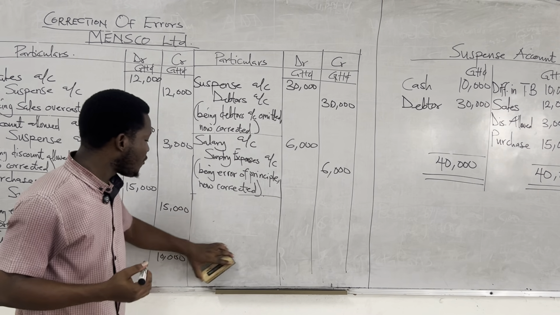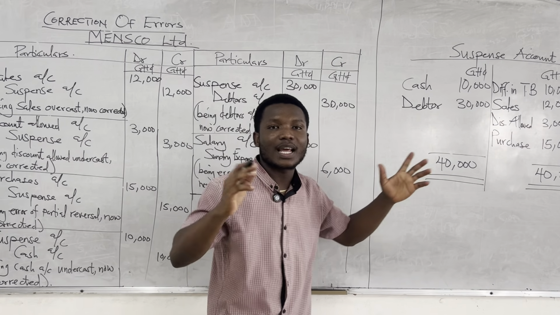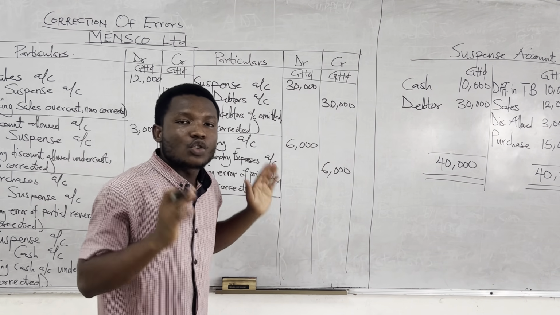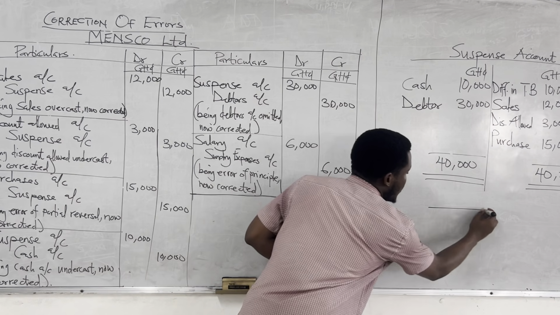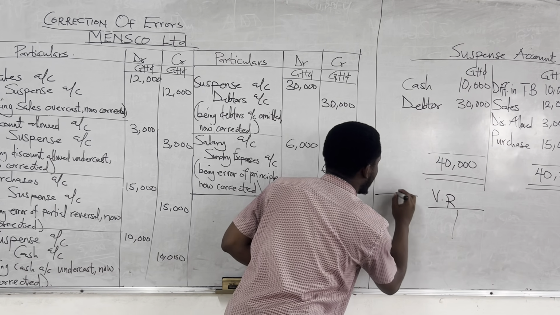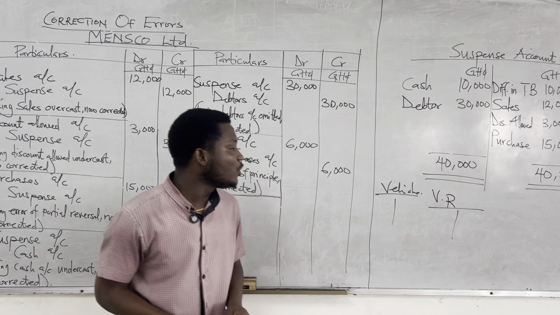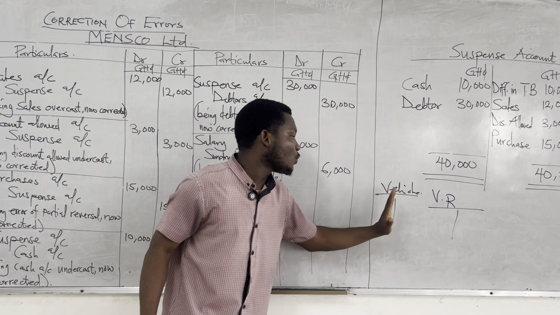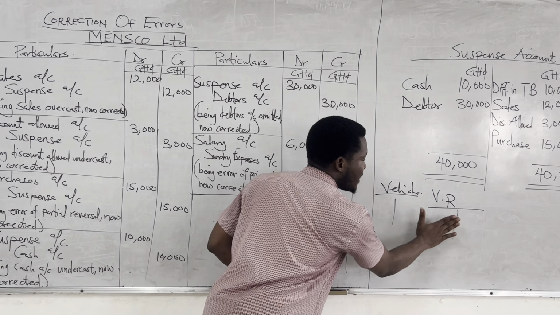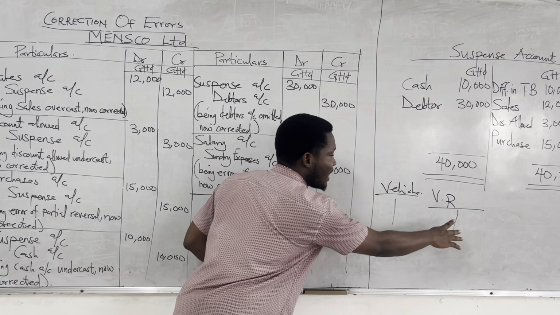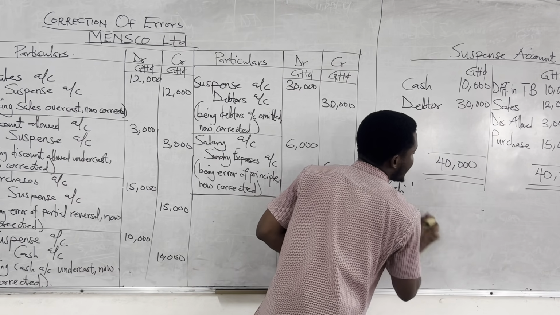And we have error of principle. Error of principle means it will be at the same side but a different account. That one, there are no similarities in the name. So let's say vehicle and vehicle repair. The repair is an expense, and when you buy a vehicle, you also debit it. So expenses always have a debit balance. So instead of debiting repairs, we ended up debiting vehicle instead. So that's error of principle.